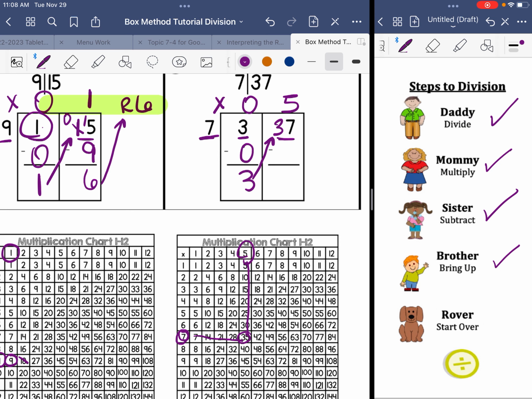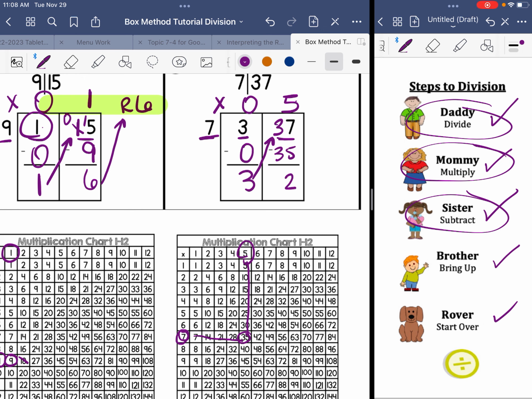Now we're at rover start over. We just did daddy divide, sorry. Now we're at mommy multiply. 5 times 7, the number you just put on top is 5, so that's what you're going to multiply. 5 times 7 is 35. Now we could do sister subtract. 37 minus 35 is 2. Brother bring up the 2, so we have remainder 2. So our answer is 5 remainder 2.